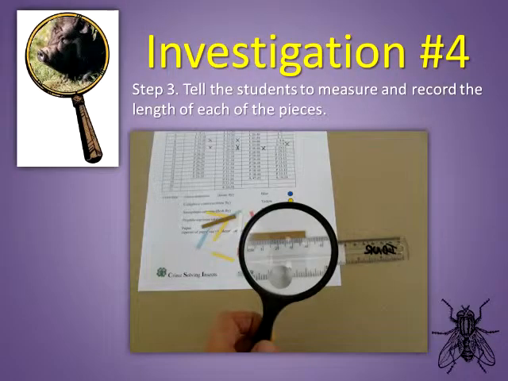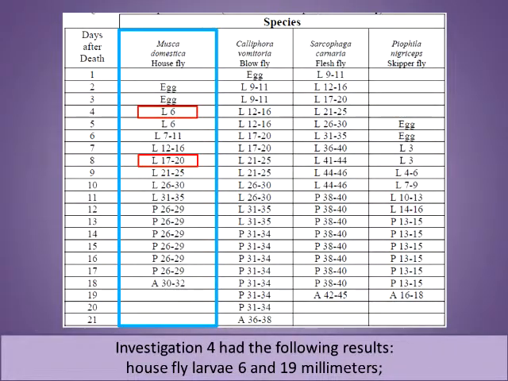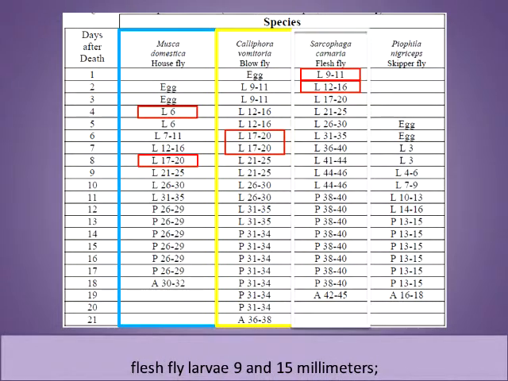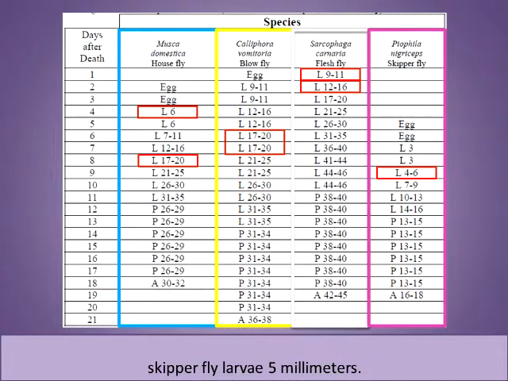Step 3. Tell the students to measure and record the length of each of the pieces. Investigation 4 had the following results: housefly larvae 6 and 19 millimeters, blowfly larvae 18 millimeters, fleshfly larvae 9 and 15 millimeters, skipperfly larvae 5 millimeters. There were no pupae found.